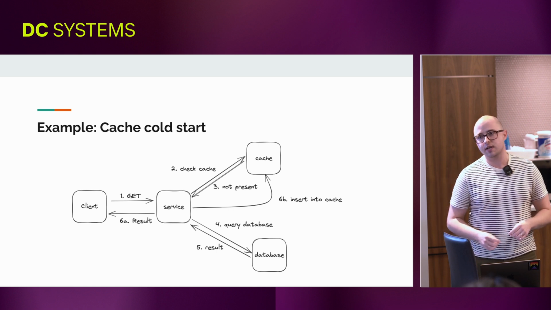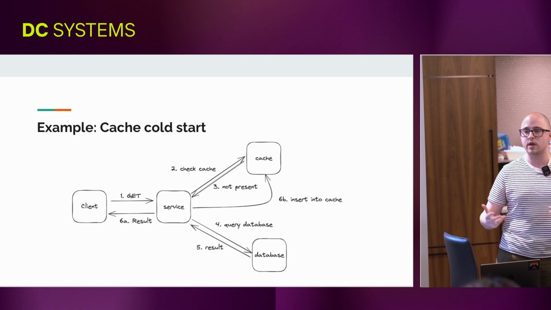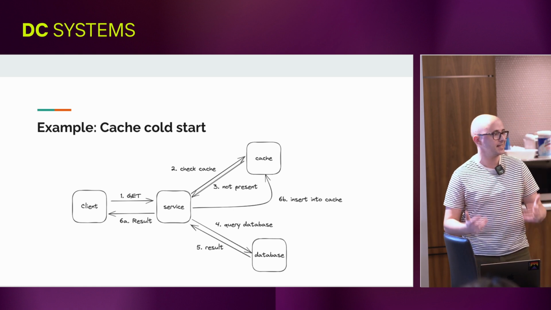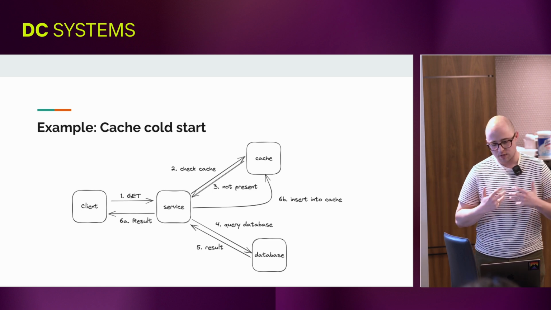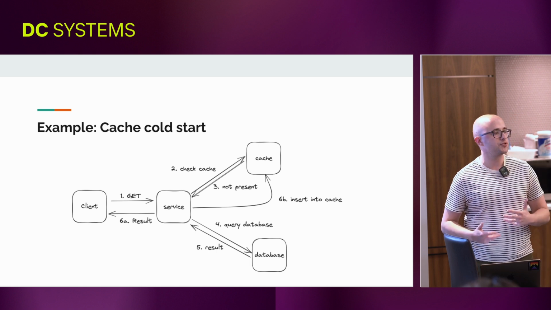Because caches are fast, everything's usually in memory. You're using, let's say, Redis or Memcache. Your database has to hit disk. It's got a query planner, and so on. You can often serve multiple times as much load with a cache as you can with a database.